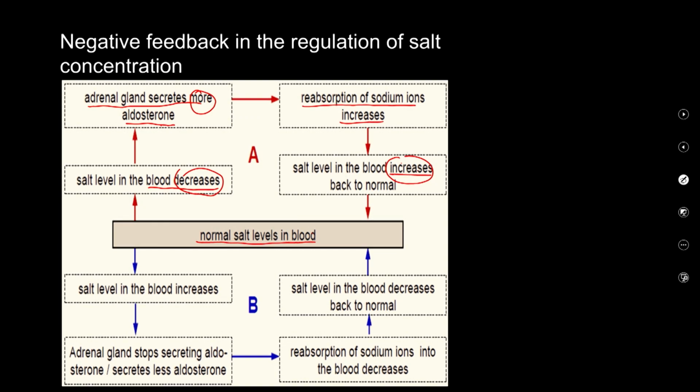In a case where the salt level increases, what is going to happen? The opposite. The adrenal gland again will stop the secretion of aldosterone, meaning less aldosterone will be secreted. So what will happen? Reabsorption of sodium ions into the blood will decrease. When it decreases, the level of salt in the blood decreases. Then it takes the level of salt back to normal.